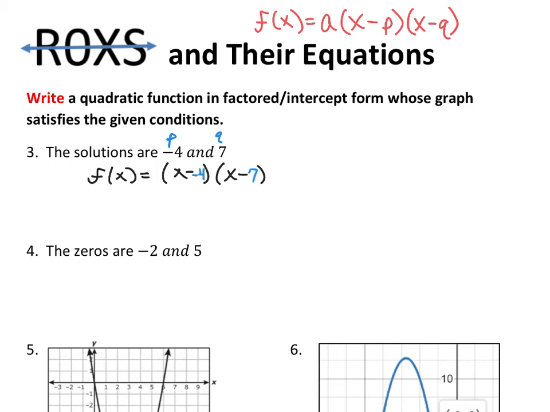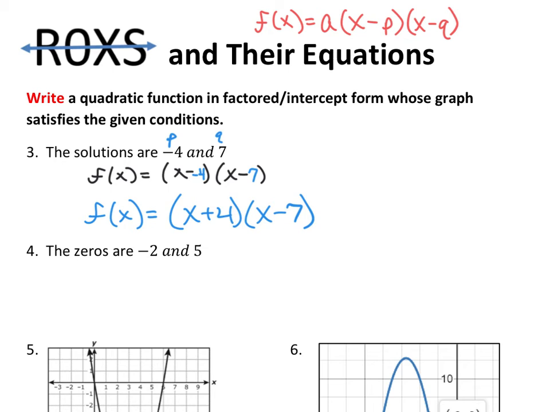But we never leave things as minus and minus. Again, they're the opposite. So this is going to be x plus 4, x minus 7. That's why they're opposites. This is a quadratic function that meets the conditions that are given. I don't have to stretch or shrink it or flip it because it doesn't tell me to.